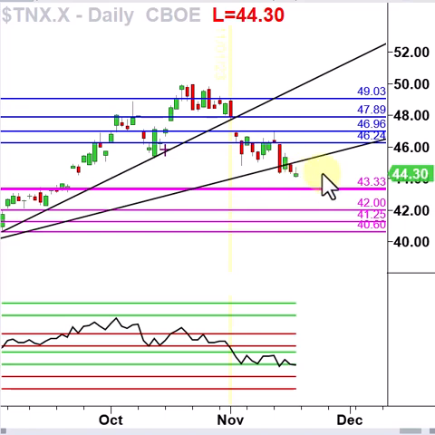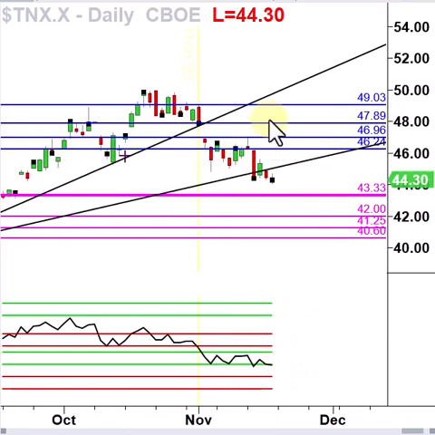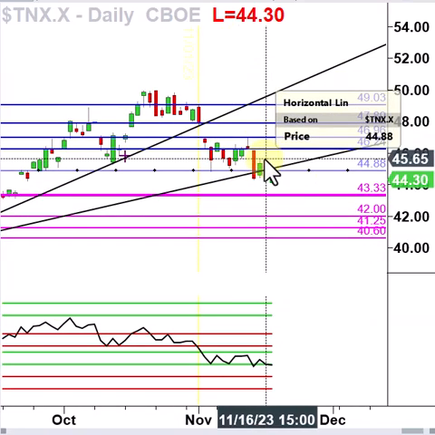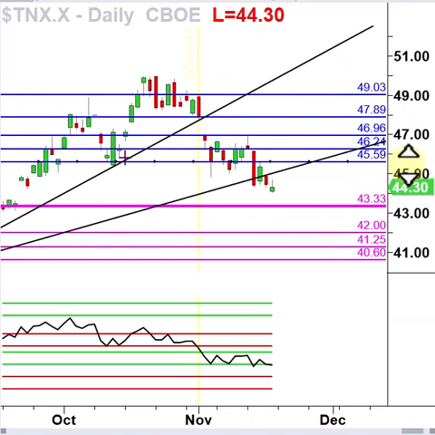So while we need to wait for upcoming data to see how the Fed might interpret it as to whether they're going to keep hiking rates or pause more or cut rates sometime in 2024, all of that is to be determined. What I want you to pay attention to right now is an additional level here. Okay, so I waited to draw this one on the chart. That additional level is 45.59.